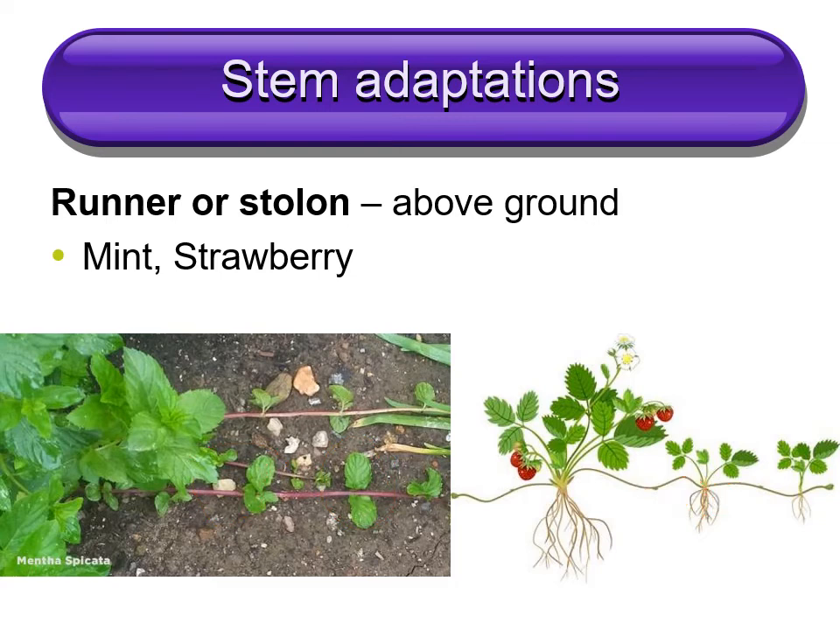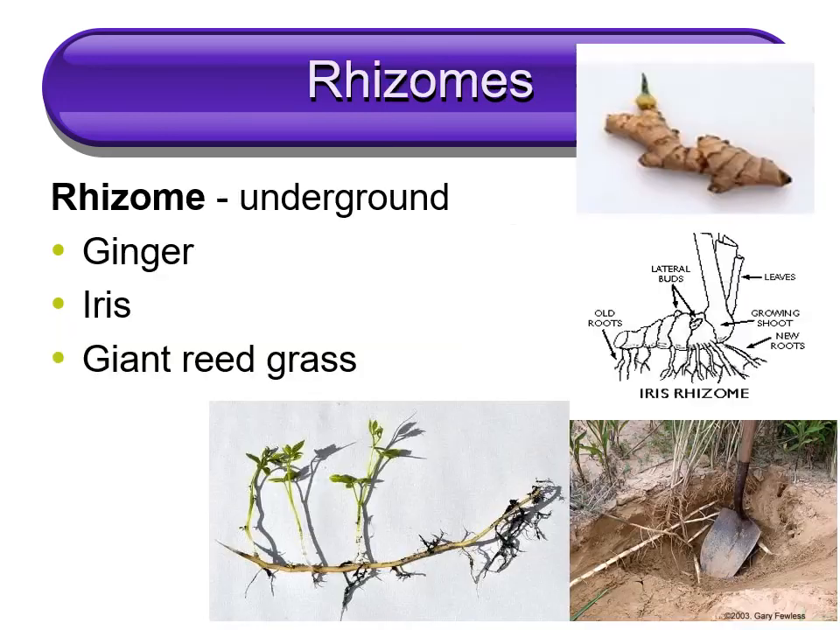Typically, plants that grow via stolons, or even the next one, rhizomes, are aggressive and can take over an area real quickly. Rhizomes are basically an underground version of a stolon.